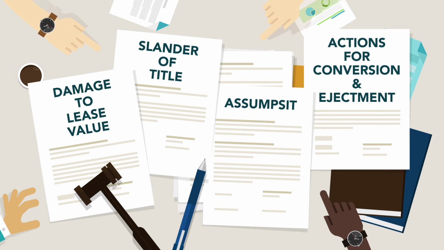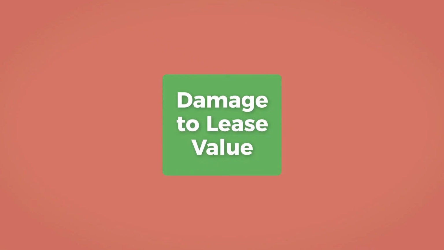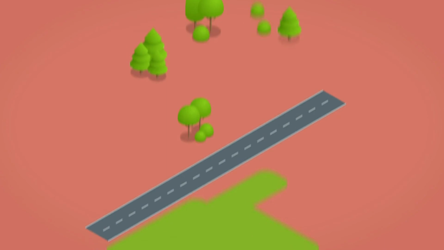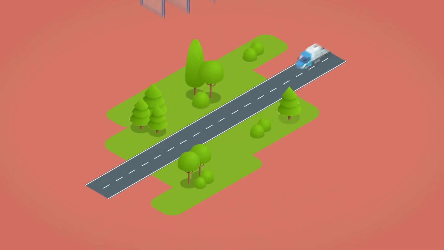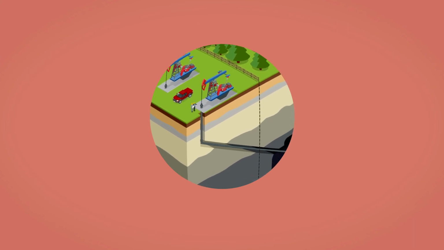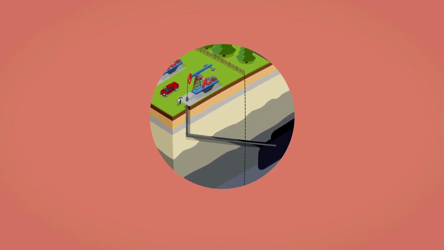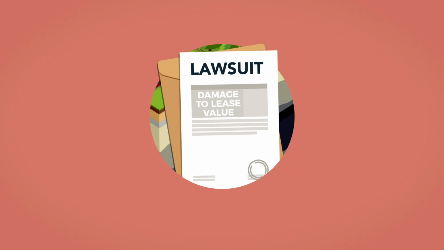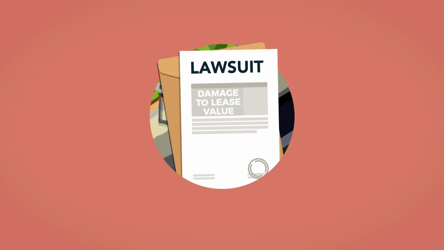In an action based on damage to lease value, the case arises from a defendant's interference with mineral exploration or extraction activities. So, for example, if someone installs a well or mine to access minerals he's not legally entitled to possess, he may be liable for an action based on damage to lease value. However, showing causation and damages may be difficult.